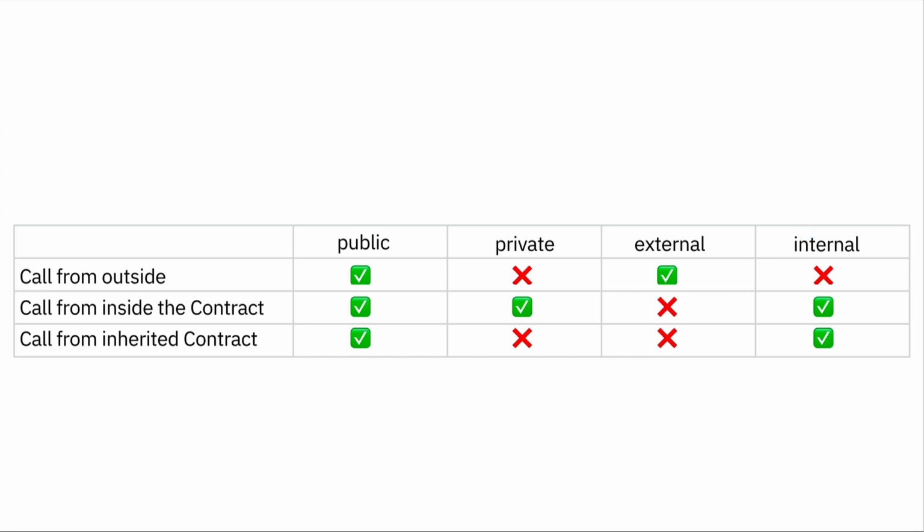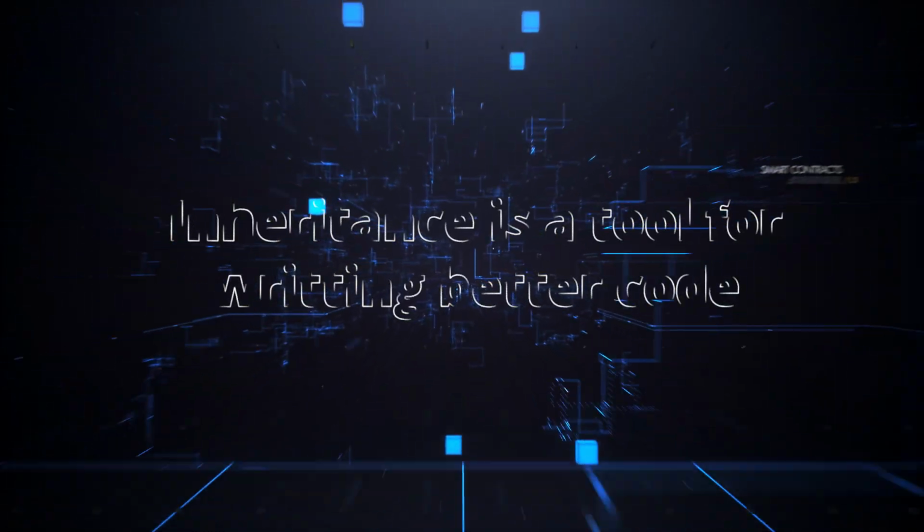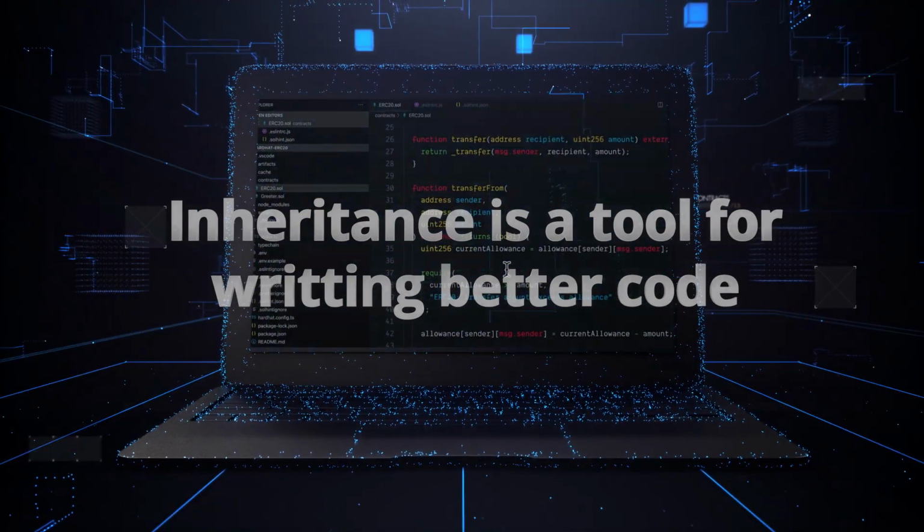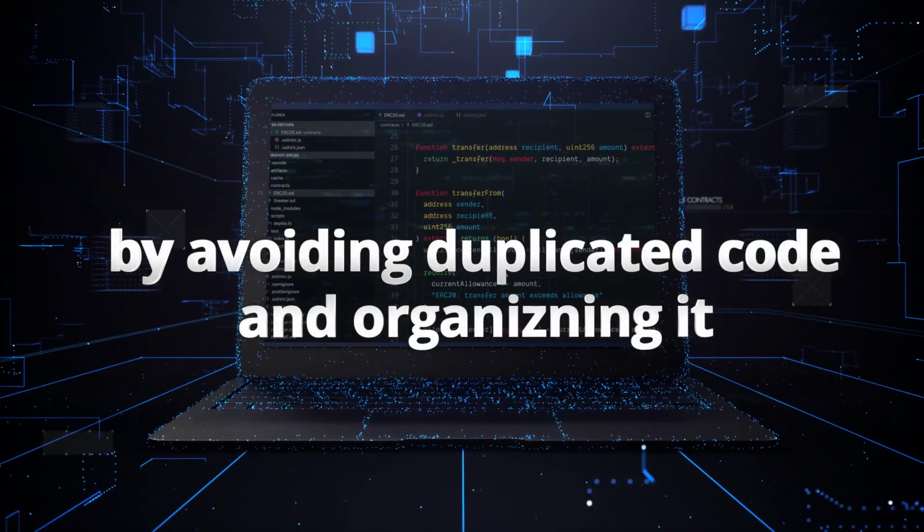If you remember, we had this here. That's the difference between private and internal. A private function can only be used in the contract itself, but internal may also be used for any contract that inherits from that one. And the result of inheritance of contracts is always just one single contract. So Solidity combines all the functions and state into a single contract. So we could also just write it all in one contract, basically. Inheritance is only a tool for writing better code by avoiding duplicated code and organizing it.